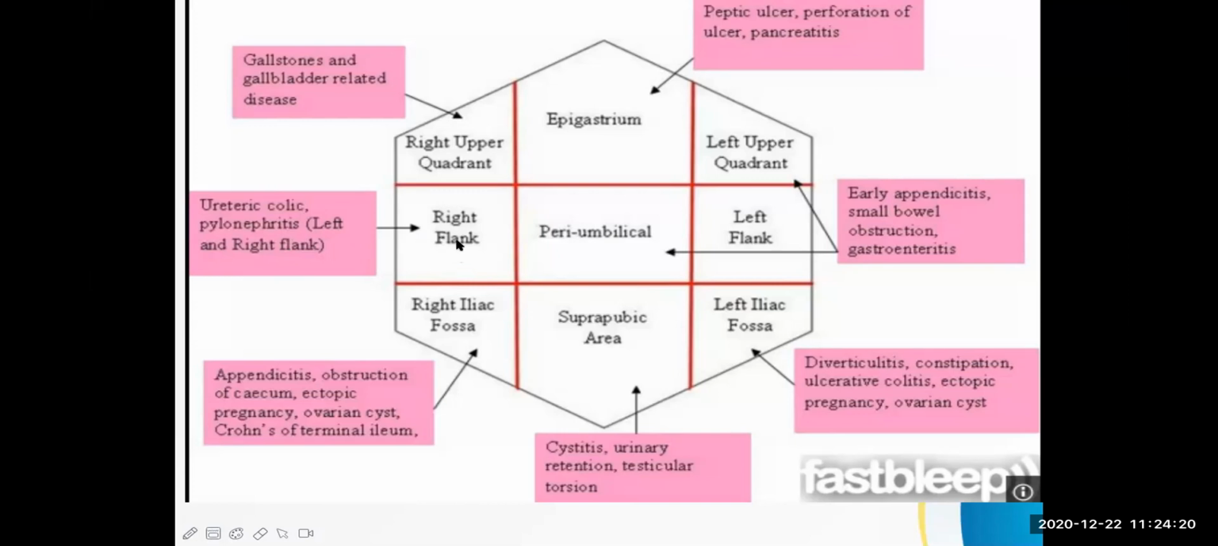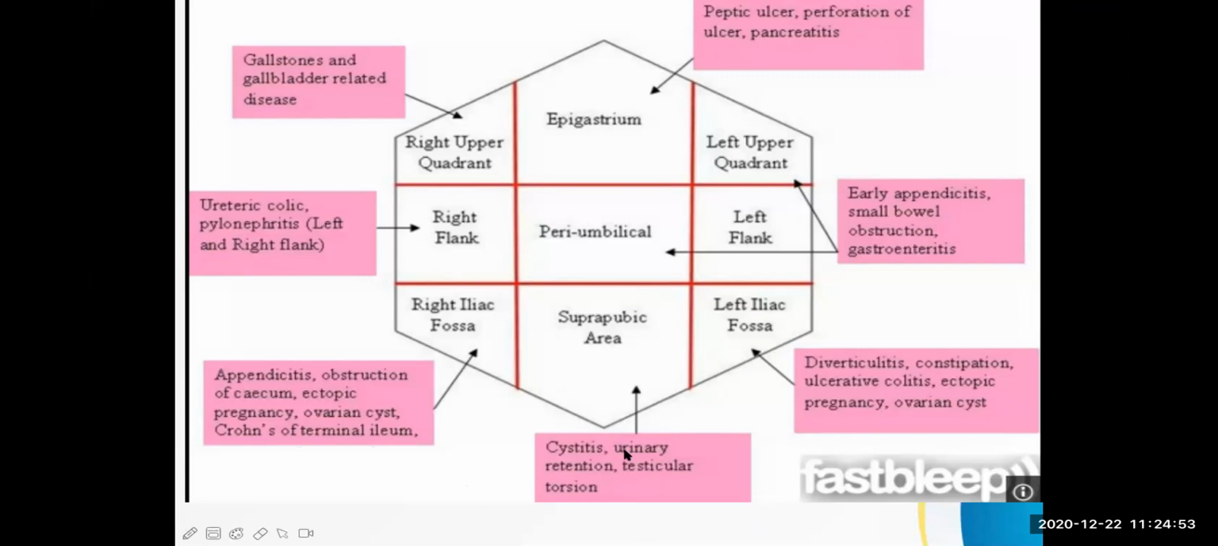So many others. Right iliac fossa is for appendix and cecum. So see this, appendicitis, obstruction of the cecum, ectopic pregnancy, because even the fallopian tube and ovaries are located in this area. So ovarian cyst, ectopic pregnancy, and Crohn's disease of the terminal ileum. The terminal part of the ileum is most commonly affected by Crohn's disease. So these are some other causes in the right iliac fossa.